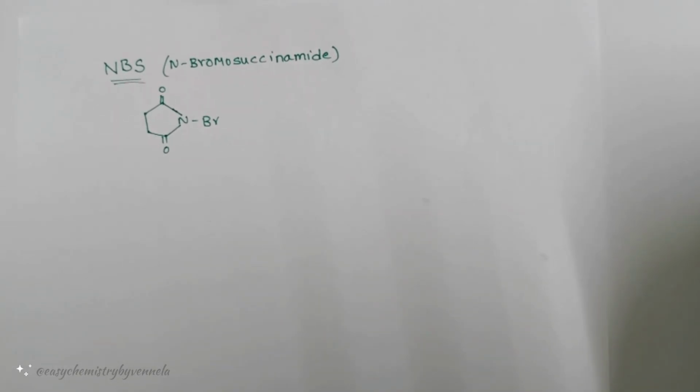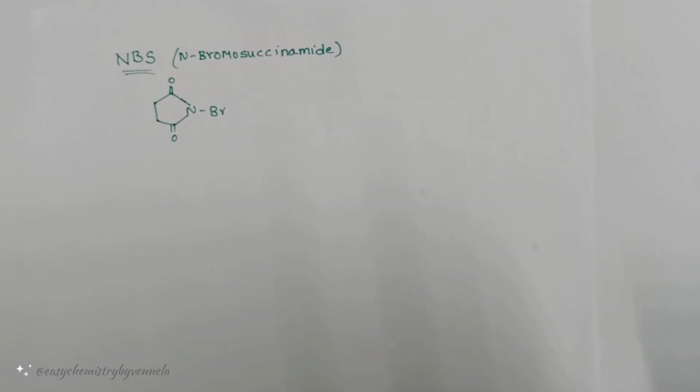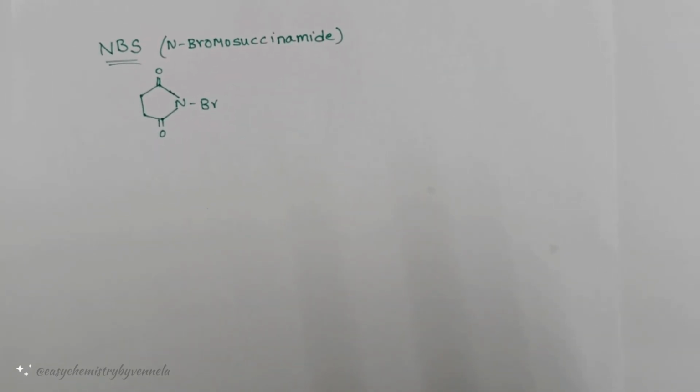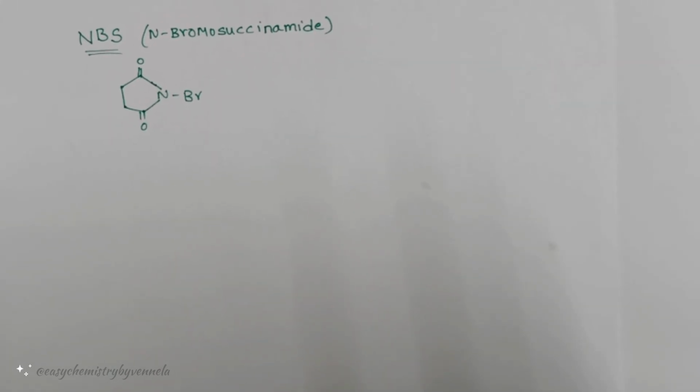In today's video, we are going to learn about N-bromosuccinimide, commonly known as NBS. NBS is a very important reagent in organic chemistry, especially for allylic and benzylic bromination reactions. We will discuss what NBS is, why it is used, its reaction mechanism, and exam important points in a very simple way. So let's get started.